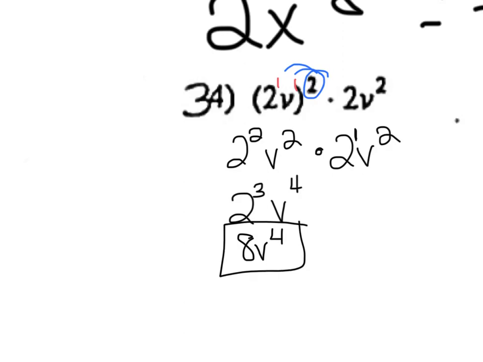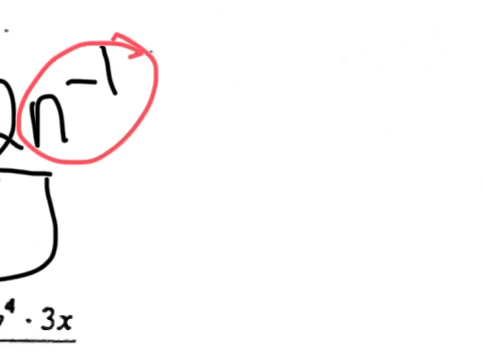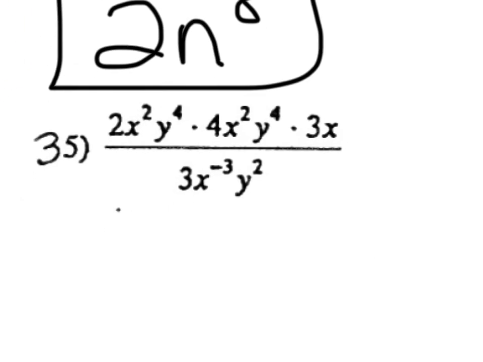Last one to check. Number 35. So we've got lots of the same bases here. So the first thing I'm going to do is take care of the numerator and try to simplify that, and then I'll worry about the denominator. It's not the only approach to this problem, it's just the approach I'm going to take here.